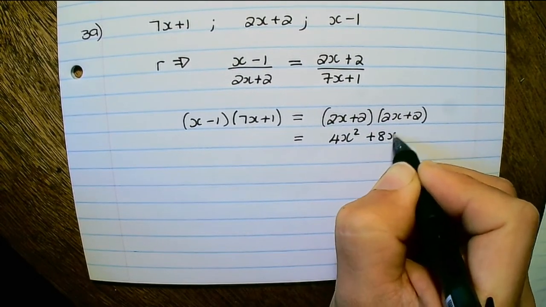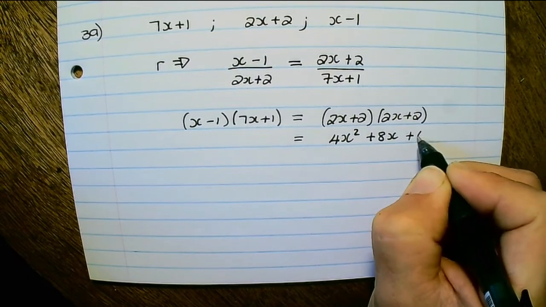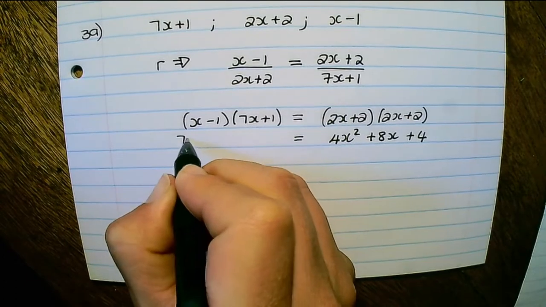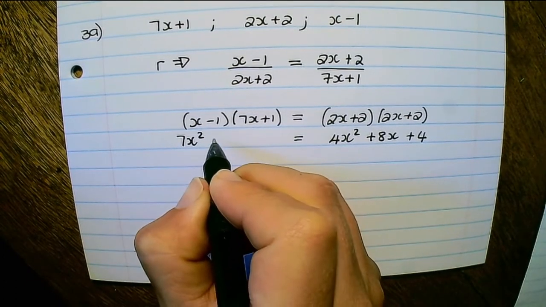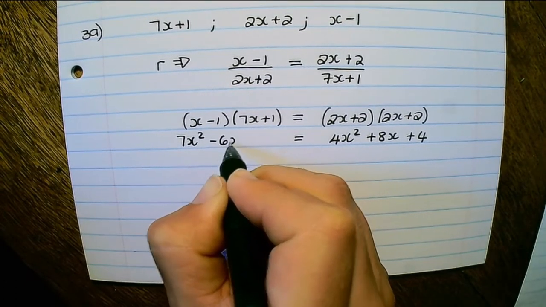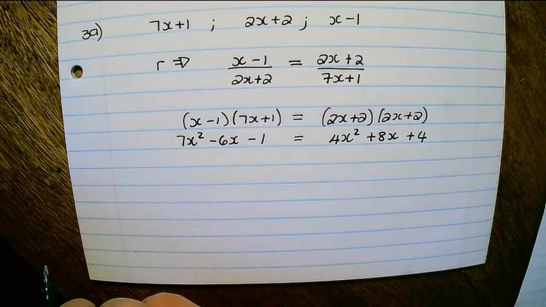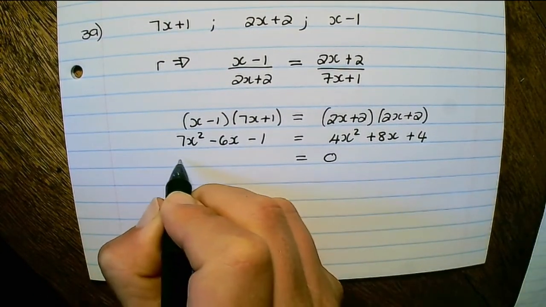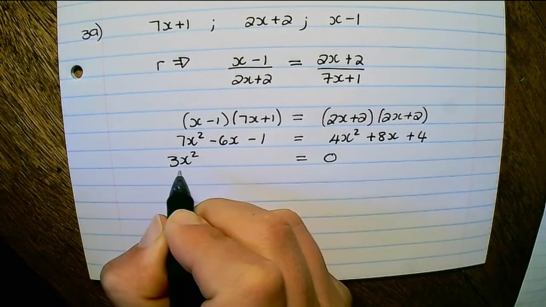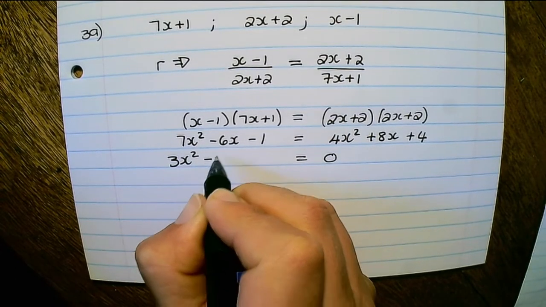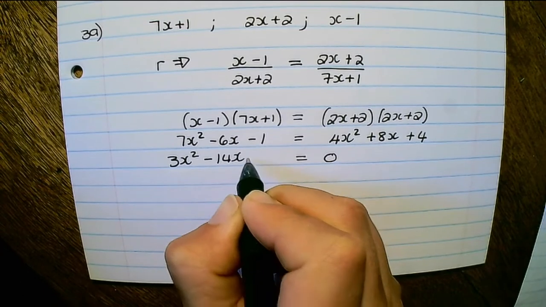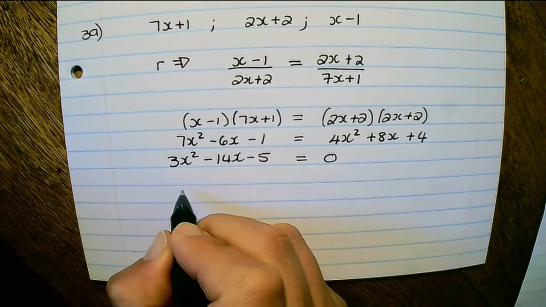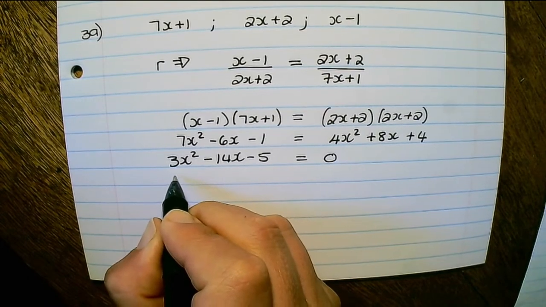I have 4x squared plus 8x plus 4 on the right hand side, and 7x squared minus 6x minus 1 on the left hand side. And if I rewrite it in standard form, it is 3x squared minus 14x minus 5 equal to 0. And now I can factorize.